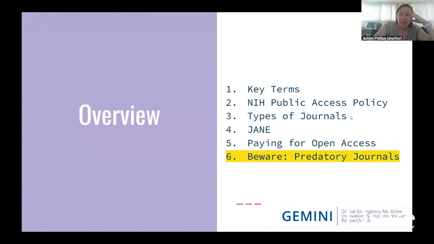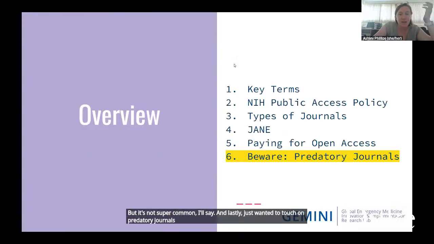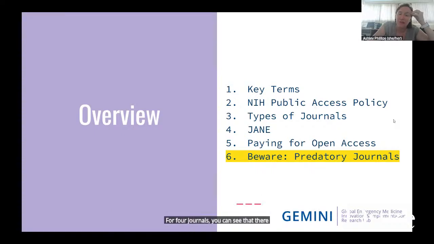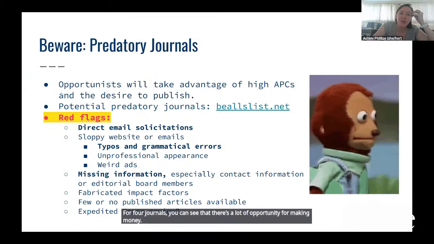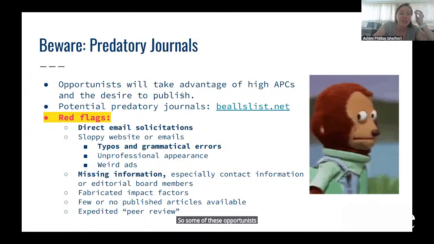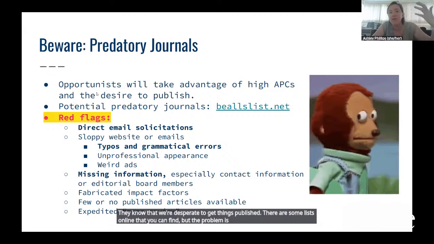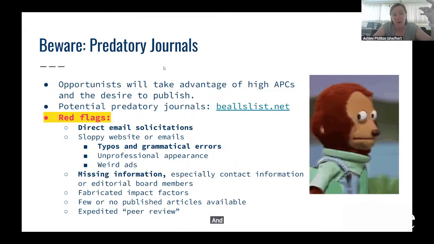And lastly, just wanted to touch on predatory journals. So being, as we said, we're facing down these exorbitant fees for journals, you can see that there's a lot of opportunity for making money. So some of these opportunists, even criminals, will take advantage of this and our desire as scientists to publish. They know that we're desperate to get things published. There are some lists online that you can find, but the problem is it's like whack-a-mole, where there's always new ones coming up. And really sadly, there's a lot of journals that go from being kind of reputable and they're sort of hijacked and become just garbage predatory journals.